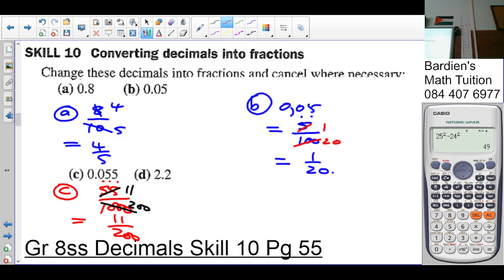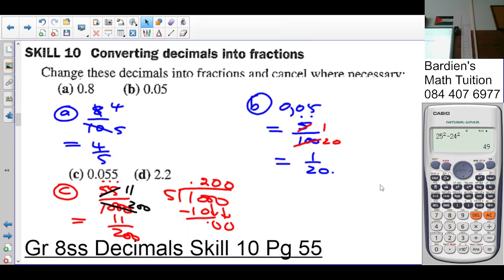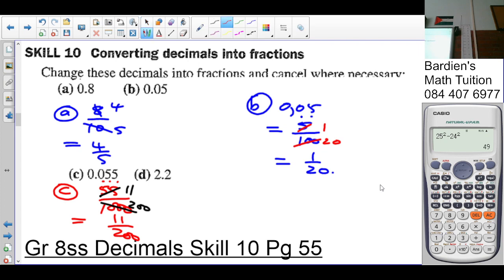If we didn't know how we did that, you could have said 1000 divided by 5. You can't go into 1, but it goes into 10 twice. 2 times 5 is 10, minus gives you 0, bring down 0, will be 0, bring down 0, will be 0. Okay? So whichever way makes more sense to you, you can apply.